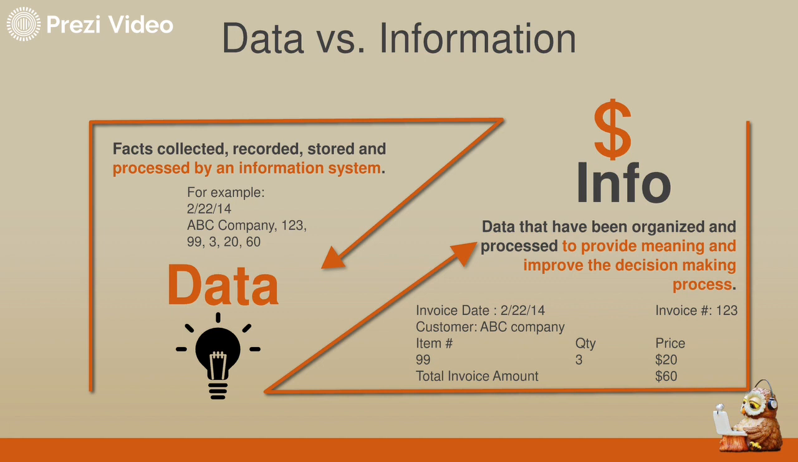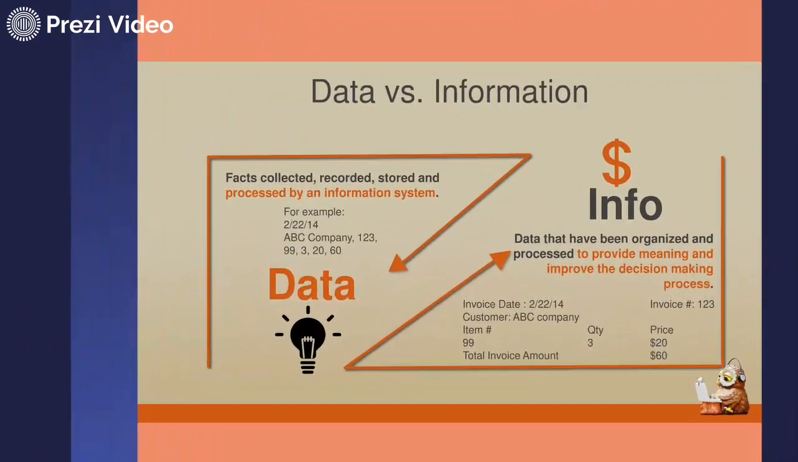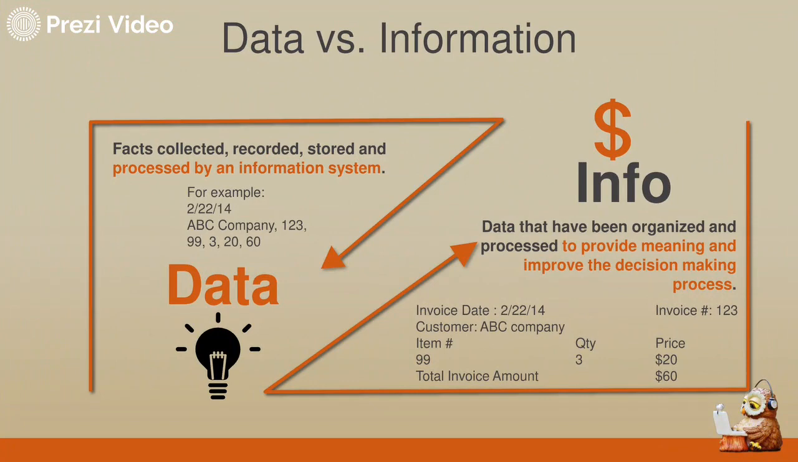You can see the example, 2/22/14, could be a date. ABC company is the name of the business, and then the other numbers. Actually we do not know the meaning of those numbers, because this is just facts. And then the information is the data that has been organized and processed to provide meaning and improve the decision making process.